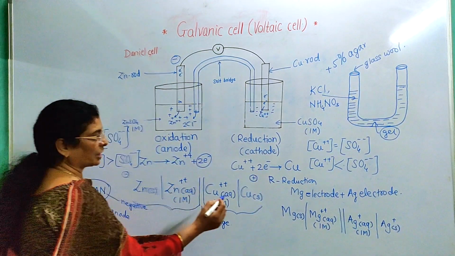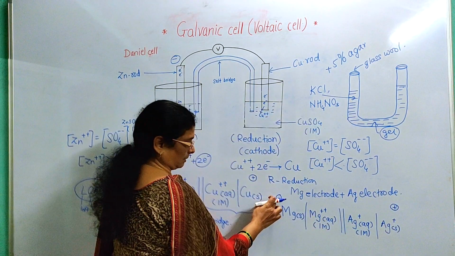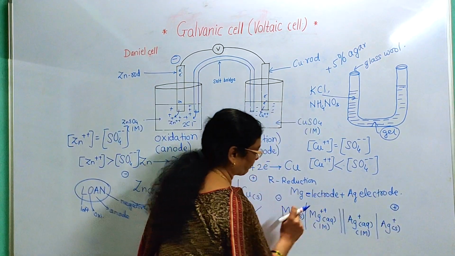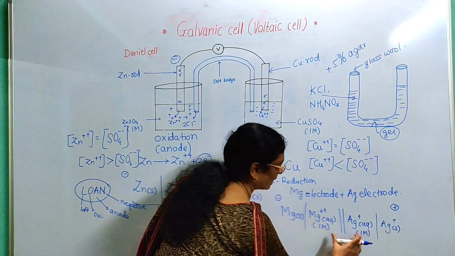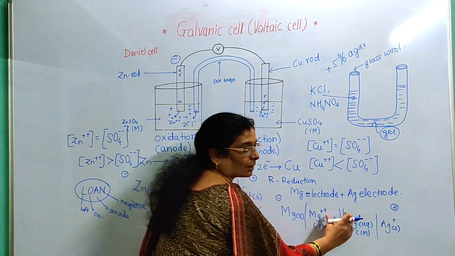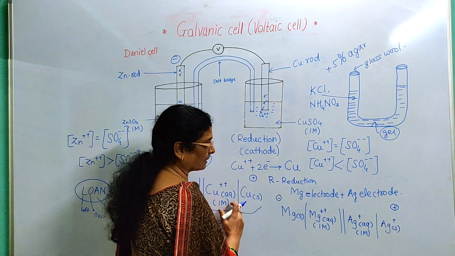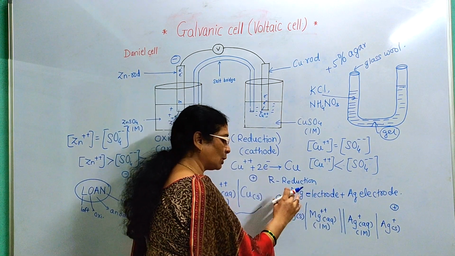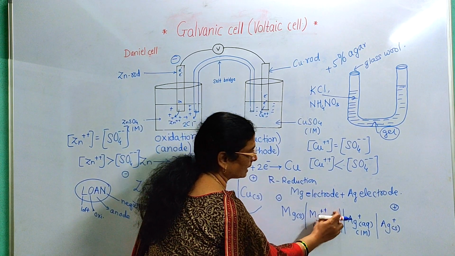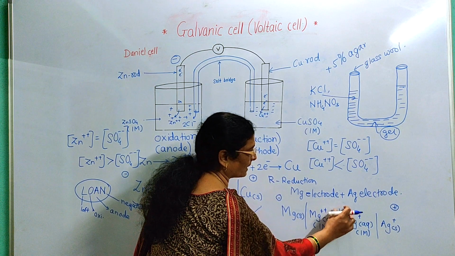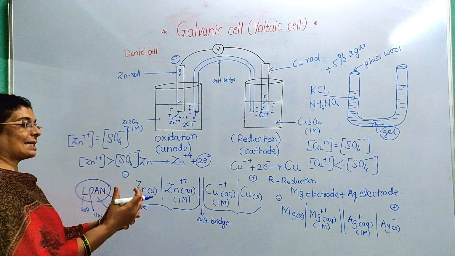From these 2 representations, you can say that on the extreme left and extreme right we have to represent the solid substances, and in the middle of this cell formula we have to represent the aqueous solutions. Remember this, then it will be simple. There is indirect contact between these 2 solutions, which is represented by the double vertical line. Suppose we have a gas electrode.